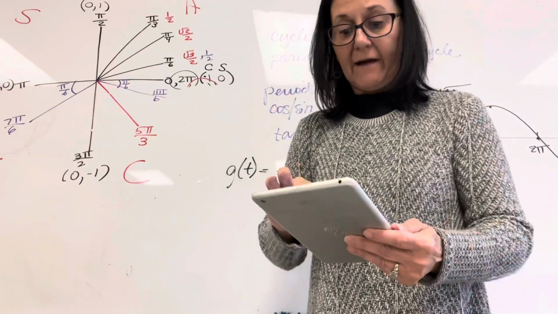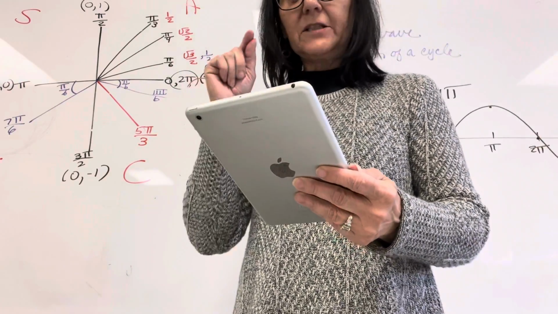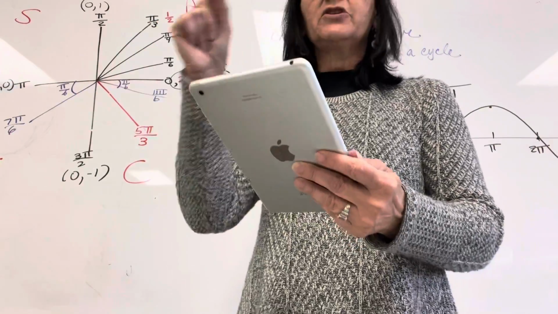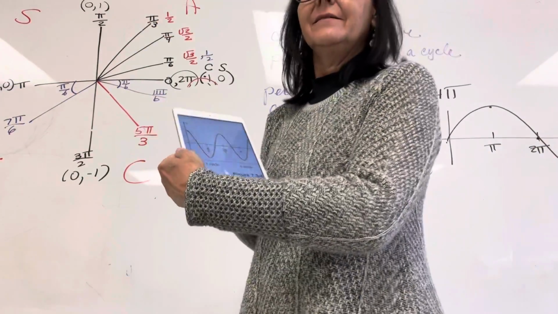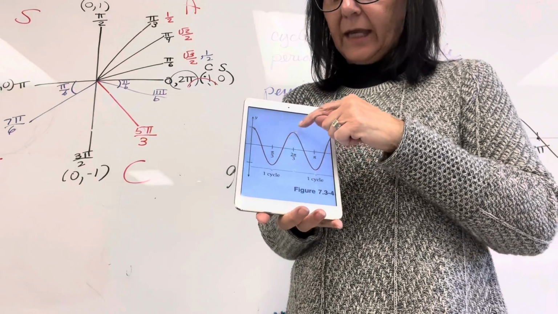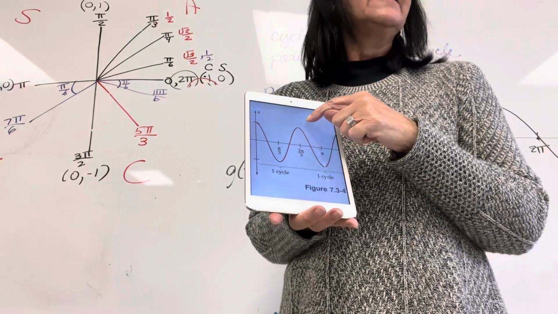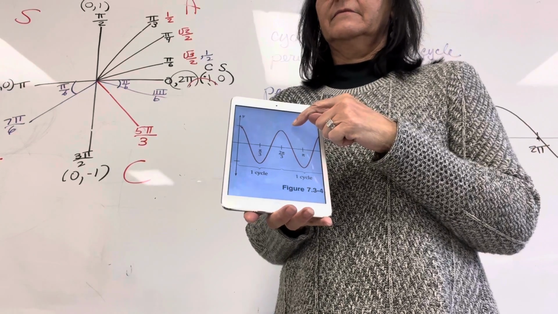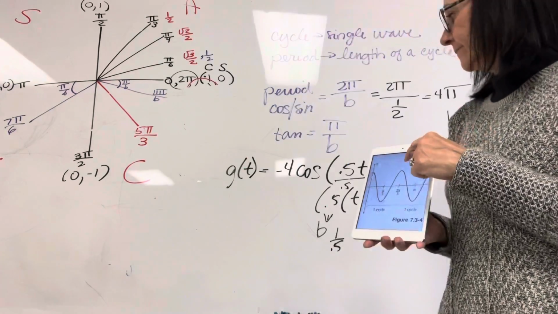And look, it's graphed. It completes 1 whole cycle, 1 whole entire wave between 0 and 2 pi over 3. Do you see it? It starts here. It goes down. And by 2 pi over 3, 1 entire wave of the cosine is done. Got it?